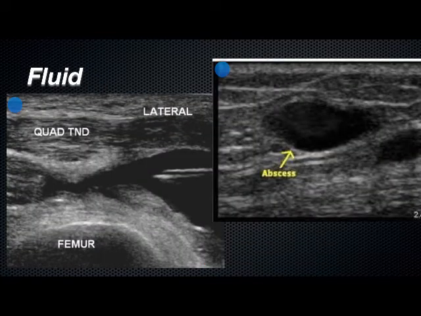And then, folks can actually have fluid in their joints. And so this is just an example of what fluid in a joint would look like. Again, fluid is black or anechoic. On the right-hand side is basically a fluid collection from an infection. So this would be like a boil or an abscess.